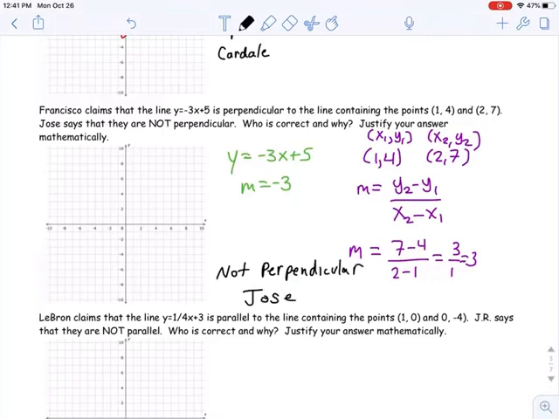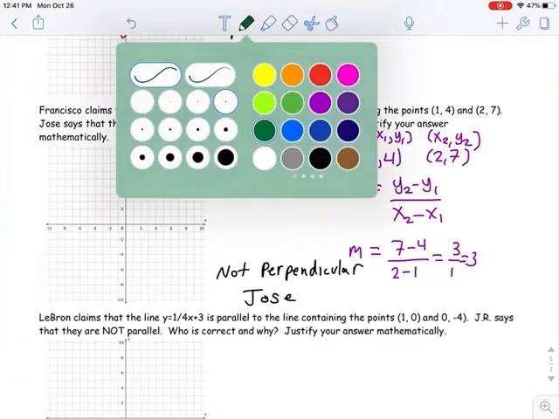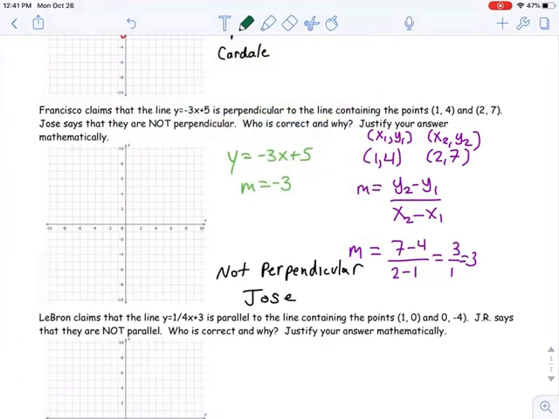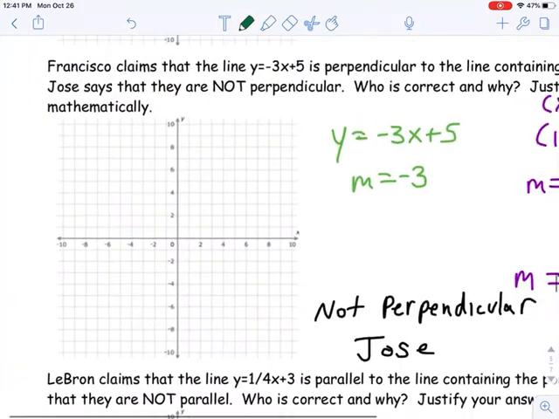Jose. And where did I get these names from? Jose Ramirez and Francisco Lindor from my favorite baseball team. I like Cleveland. I'm a Cleveland sports fan.